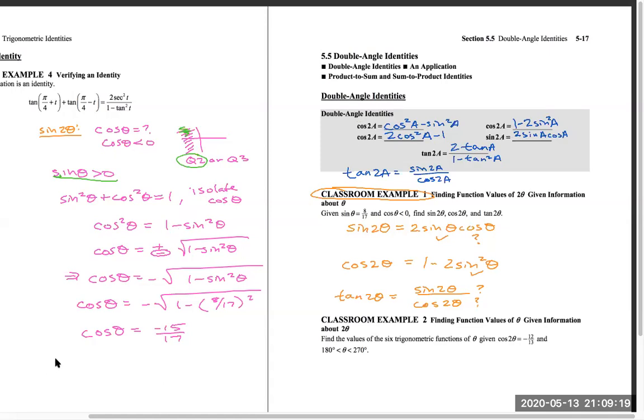So now we're ready to find sine 2 theta. Should be 2 times sine of theta, which is 8 over 17, times cosine theta, which is negative 15 over 17. That comes out to negative 240 over 289.